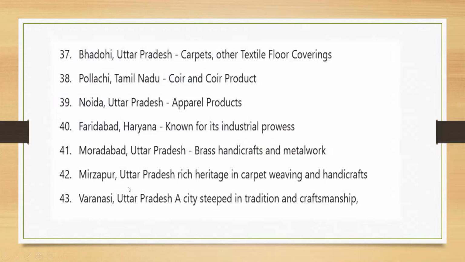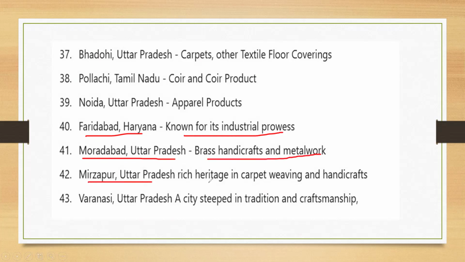So these are the four which are newly added. That is Faridabad, Haryana for its industrial prowess. Okay. And Moradabad, Uttar Pradesh, brass handicraft and metalwork. Mirzapur, Uttar Pradesh, rich heritage in carpet weaving and handicraft. And Varanasi, a city steeped in tradition and craftsmanship. So these are the four which are newly added.